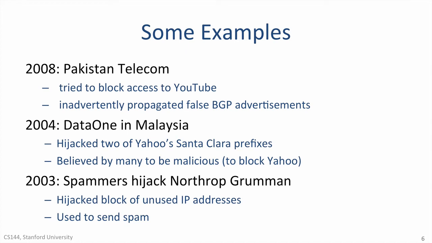In 2003, spammers deliberately hijacked a block of IP addresses allocated to Northrop Grumman, a large US-based security contractor for the government. Once they'd hijacked a portion of the IP address space, they used the addresses to launch huge amounts of spam.